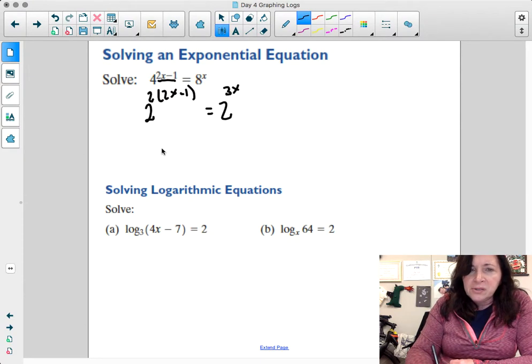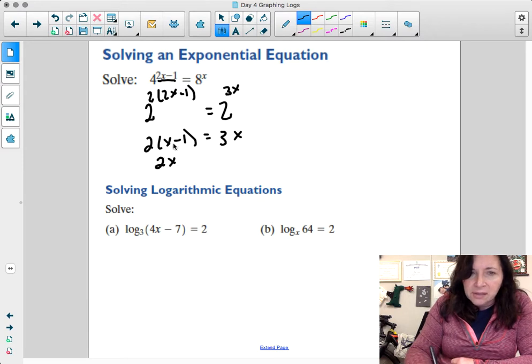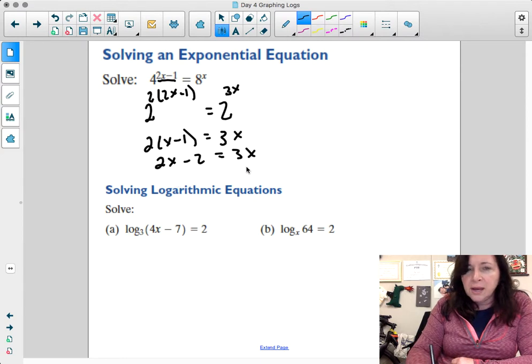Well, if the bases are the same, I can set my exponents equal to each other, and now I just have to solve for x. It's a linear equation, so 2x minus 2 equals 3x. I'm going to subtract 2x. I'm going to get x is equal to negative 2.